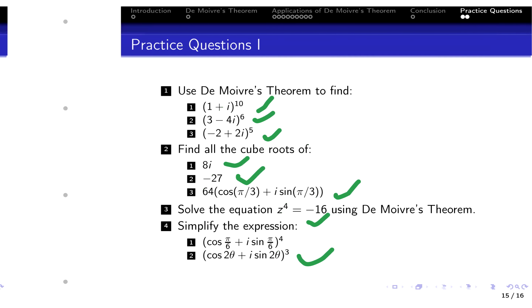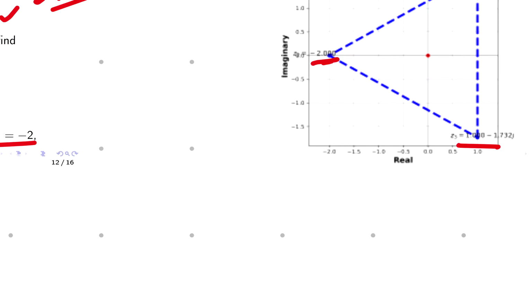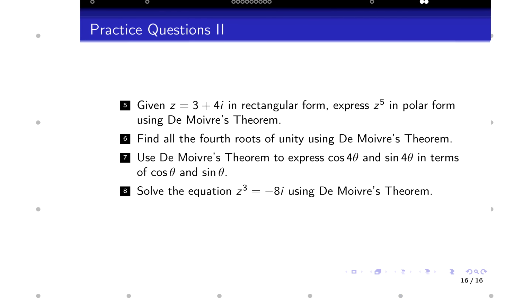And then the last set of practice, you have a lot to lay your hands on here. Given z equals 3 plus 4i in rectangular form, express z raised to 5 in polar form using De Moivre's theorem. You can do that already. Change this to polar form, use De Moivre's theorem, and then raise the power to 5: you raise r to 5, and you multiply the angles by 5. That's all. Then find all the fourth roots of unity using De Moivre's theorem. So you have z raised to power 4 equals 1. It means you are looking for the fourth root of this. Of course, the other time we had to do cos pi plus i sin pi, right?